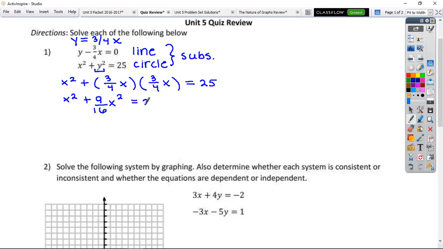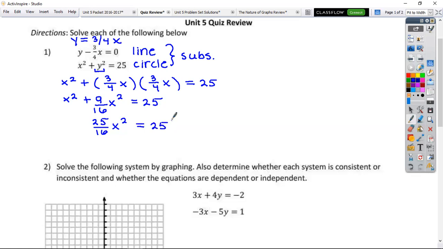equal to 25. Okay, so now you're going to need a calculator. And what you're going to type in is 1 plus 9 over 16, math, enter, enter. So 1 plus 9 over 16, math, enter, enter. And what that should give you is 25 over 16 x squared, and that is equal to on the other side 25.